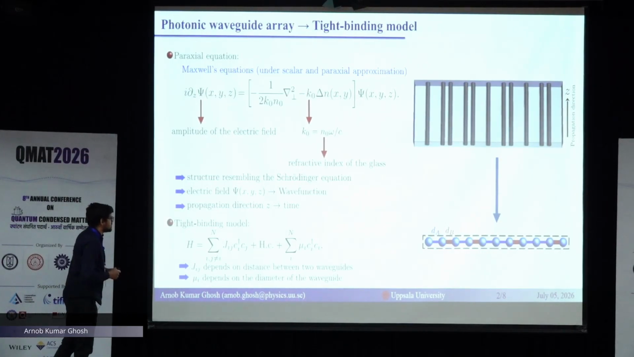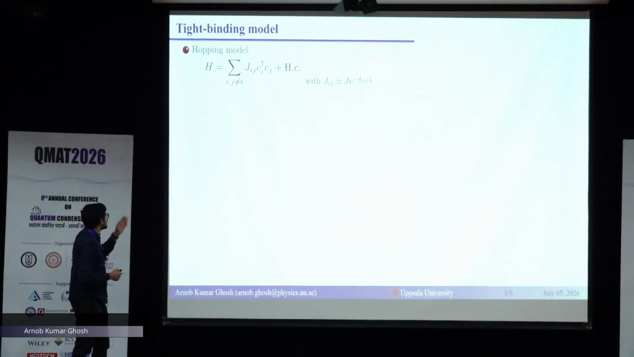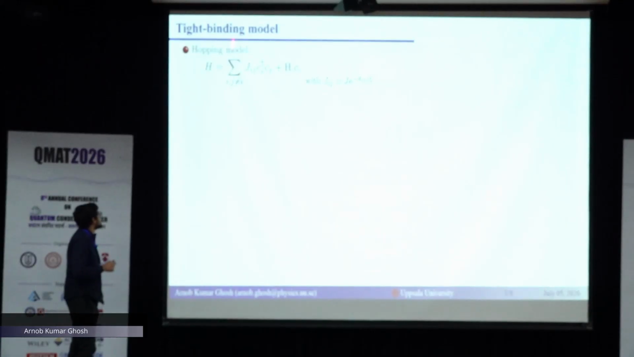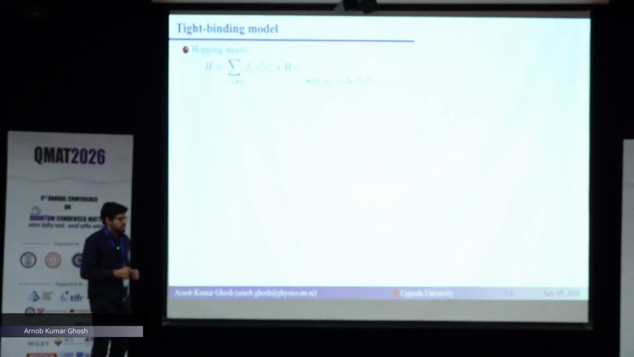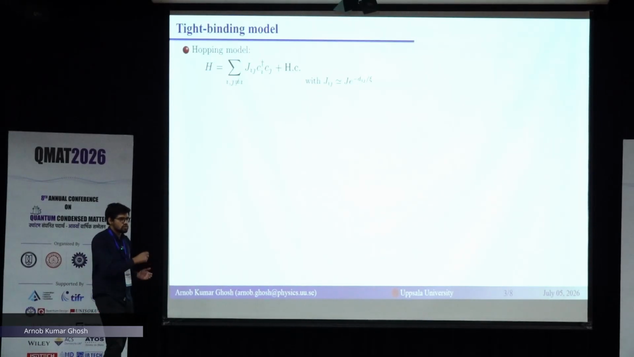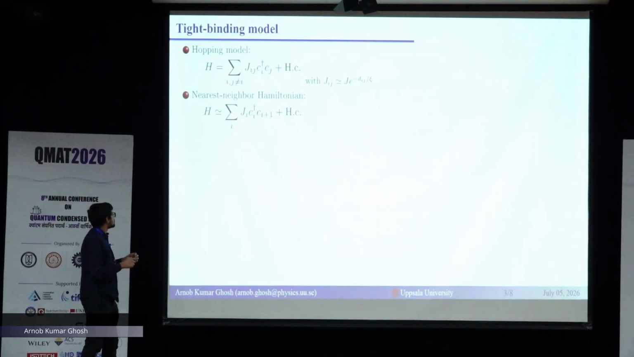So we use these features of the waveguide setup, and as I said, we map it to a hopping Hamiltonian, and this hopping constant depends on the separation between two waveguides. As the separation increases, the hopping diminishes very quickly, and as a result, in principle, one can approximate it using a nearest neighbor Hamiltonian, although for the numerical calculation this is not needed, but it is nice to motivate how we construct the system.